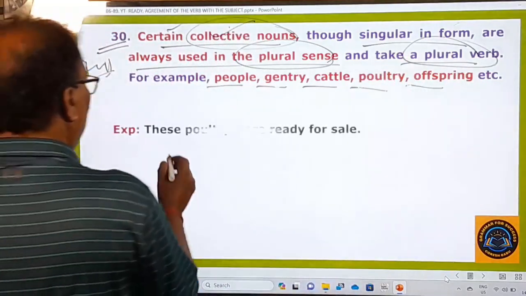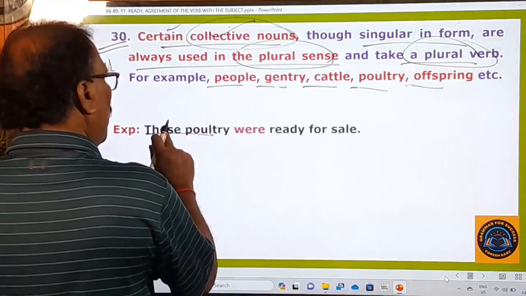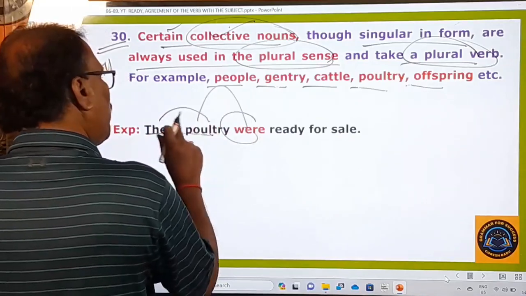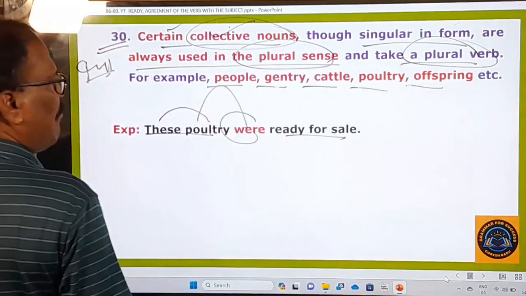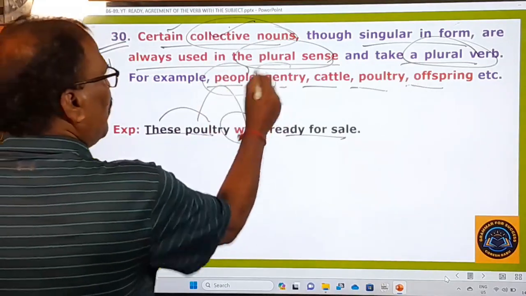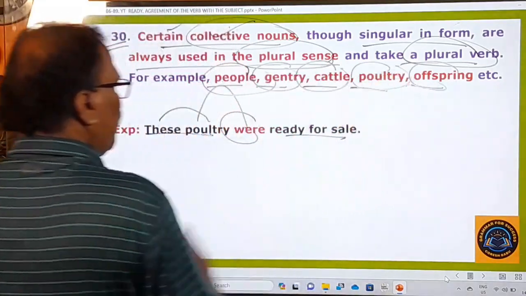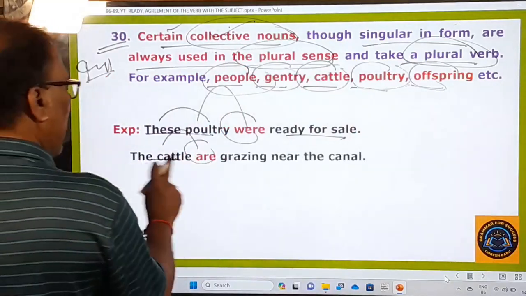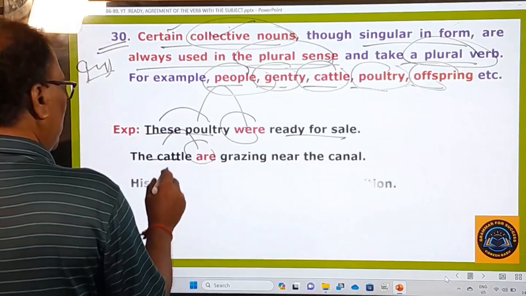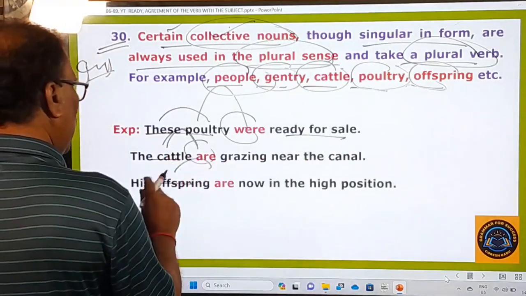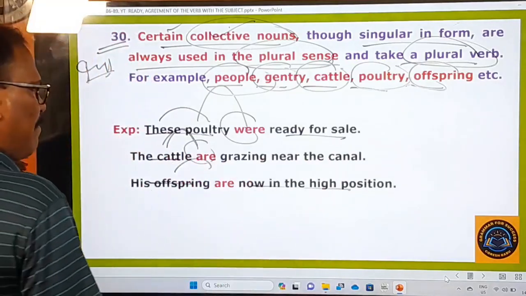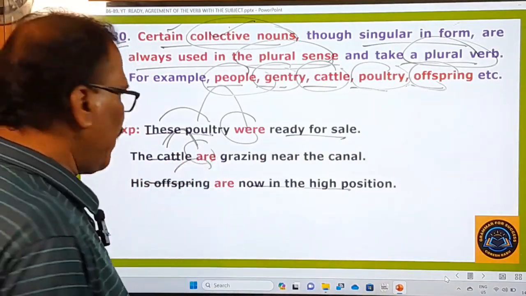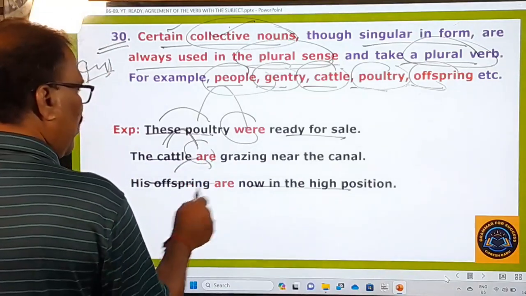Pay attention. Poultry means chicken. These poultry were ready for sale. Poultry is a plural word. Please keep these five nouns in your mind. The cattle are grazing near the canal. It's always a plural one. Offspring, his offspring are now in a high position. Offspring means the children born of those parents.